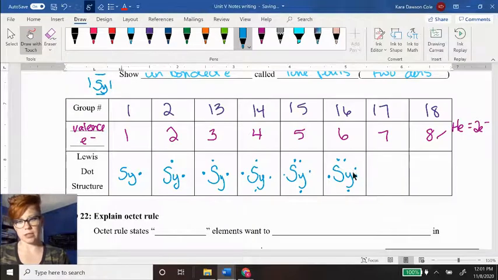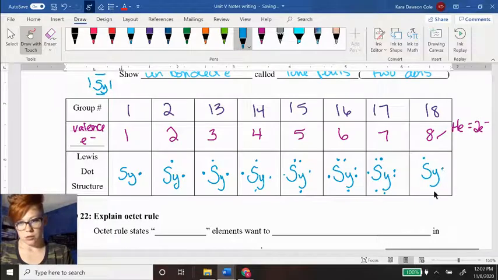It doesn't matter how this looks. You could have the doubles on this side, wherever you start. It doesn't really matter. You're just going around putting a dot on each side, and then you're doubling up. You go around as many times as you need, 2 times is max. So for group 17, 7 dots. And then for group 18, 8 dots.